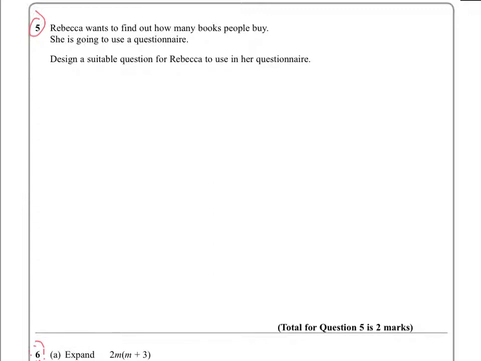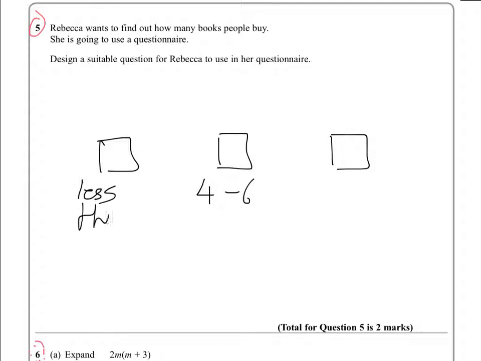Make sure you've got a time frame in the question, and then the easiest way not to make a mistake on this would be to have 3 boxes, and we'd say 4 to 6 books in the middle box, less than 4 books on the left-hand side box, and more than 6.